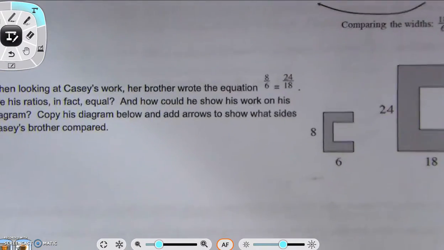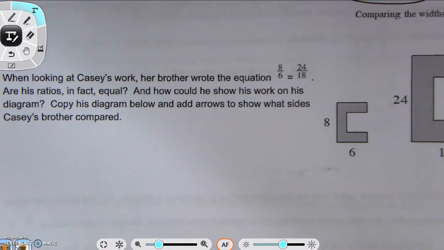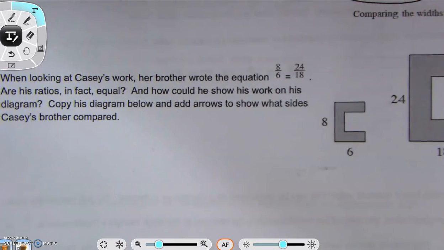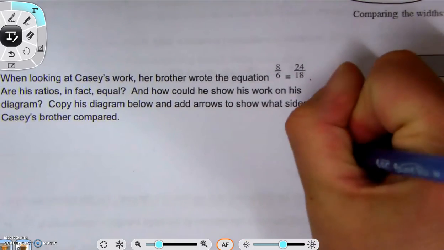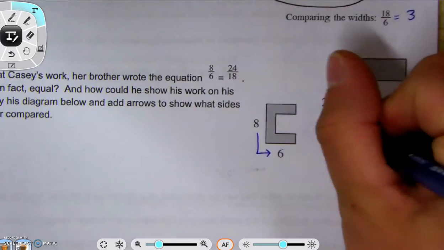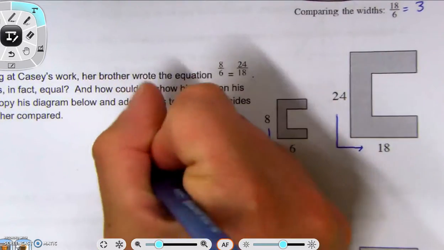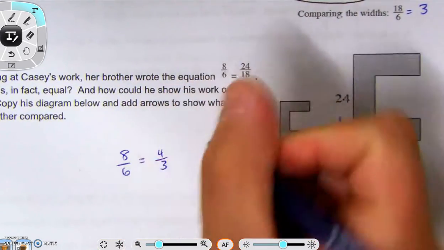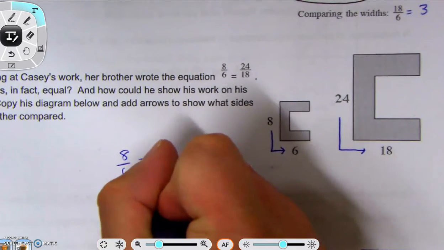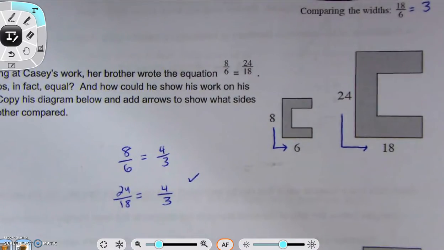So then if I look at this one, when looking at Casey's work, her brother wrote the equation 8 over 6 and 24 over 18. So are these going to be equal? Then it says to draw or add arrows to show. So I go from 8 over 6. As long as I take that same pattern for the other one, then we're okay. So I have 24 over 18. If I simplify those fractions, 8 over 6 simplifies to 4/3, and 24 over 18, if I take a 6 out of those, also simplifies to 4/3. So that's the same thing.